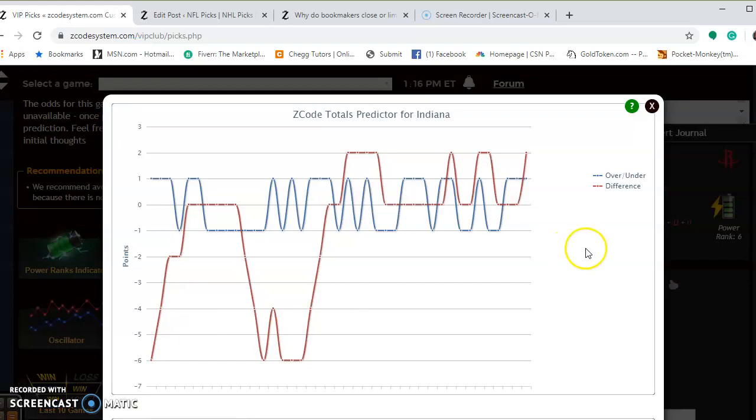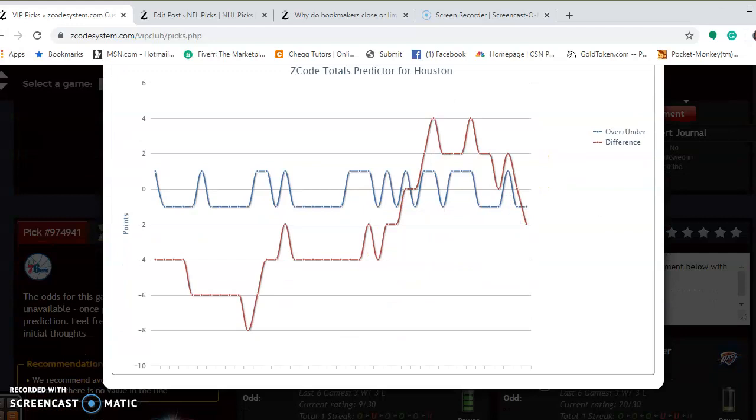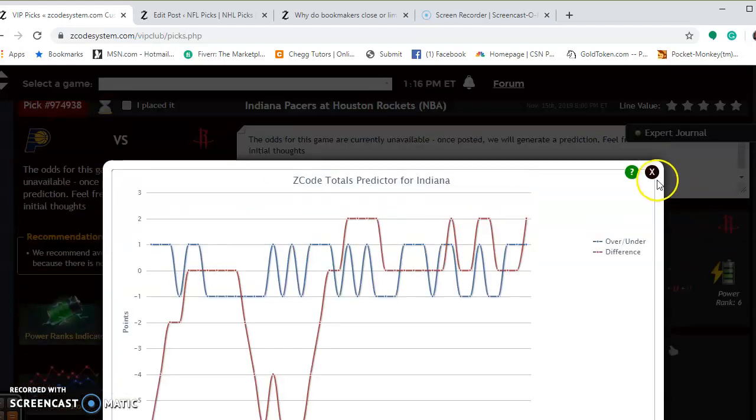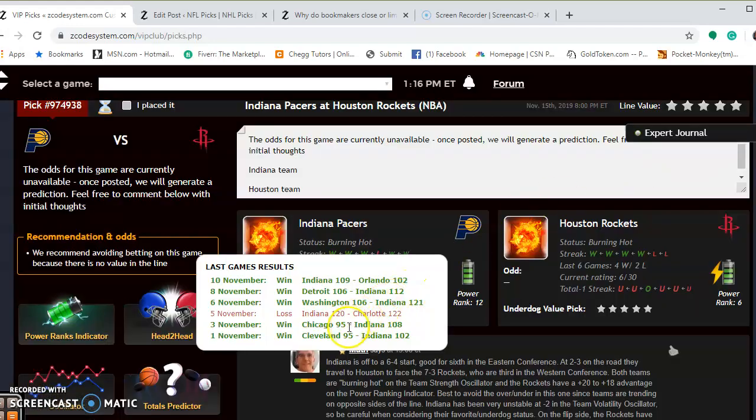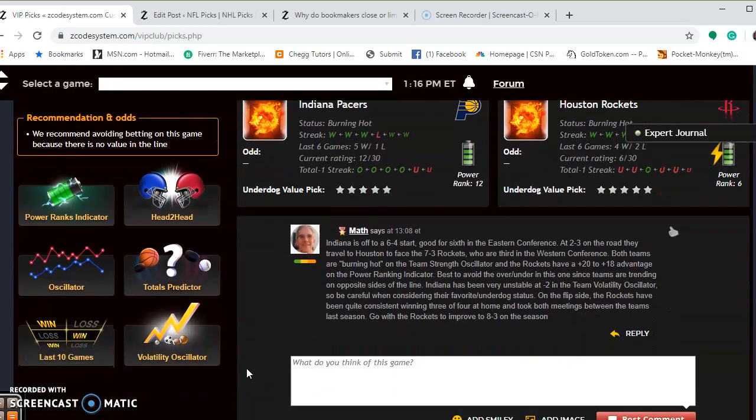Considering the over-under, you can see that Indiana is playing in games trending over. Houston is playing in games trending under. So it's kind of a wash, so I would probably avoid betting the over-under in this game.